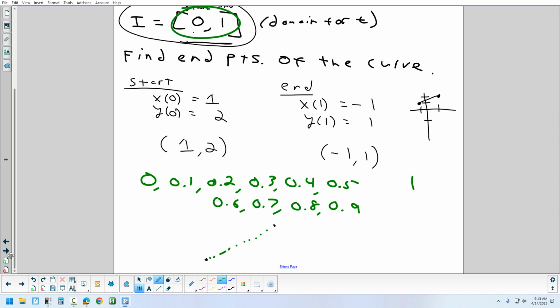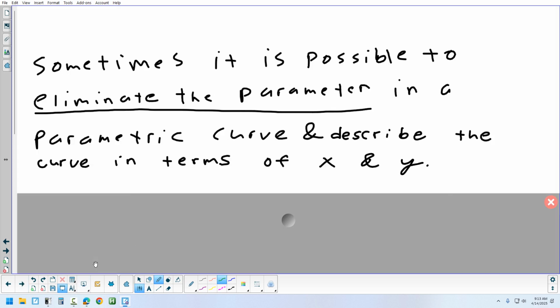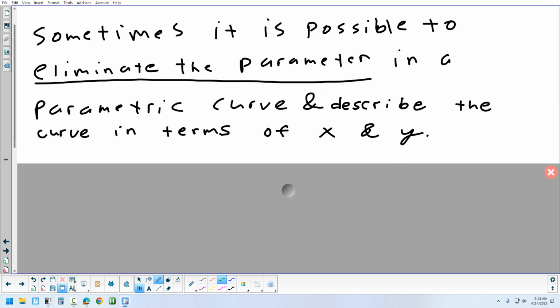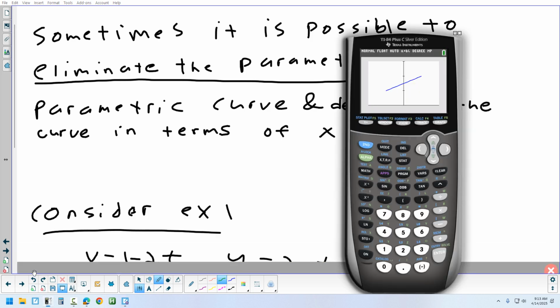Okay. So now let's try something a little different. Let's see if we can take an equation that's written parametrically and change it into an equation that's not. Okay, so we're going to change it back to what we're used to. And I think I'm going to use the one we just did. Okay, so I kind of want to save that picture first.